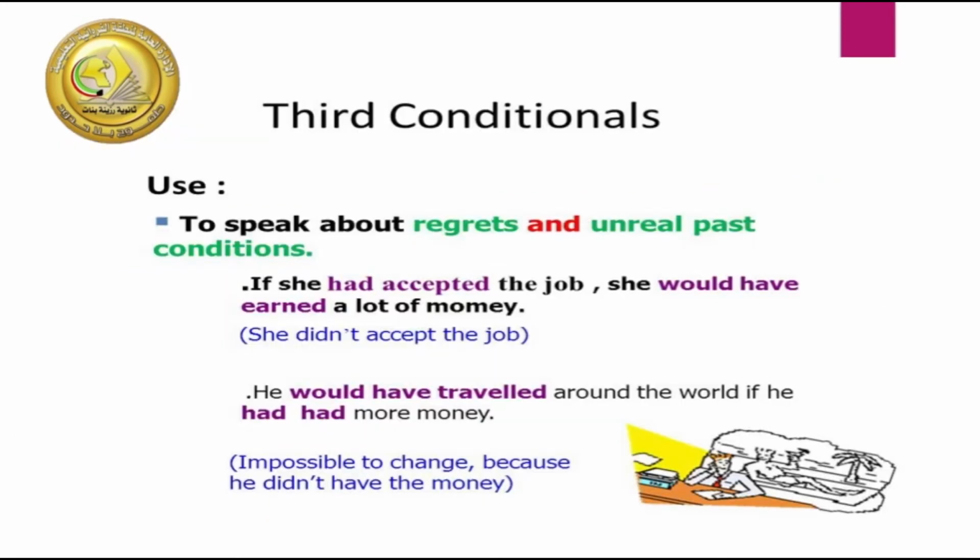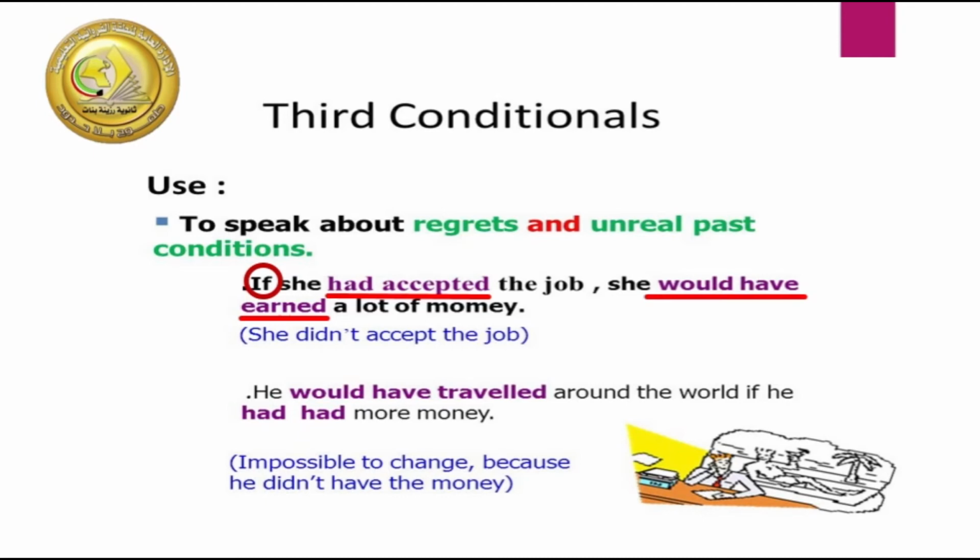Now let's talk about the use of third conditional. We use it to speak about regrets and unreal past condition. For example, if she had accepted the job, she would have earned a lot of money. If comes at the beginning. After that, we have had accepted. Had plus the verb past participle. In the main clause, we have would have plus earned in the third form.